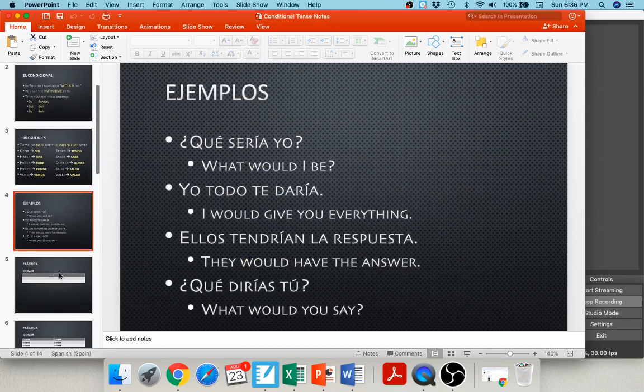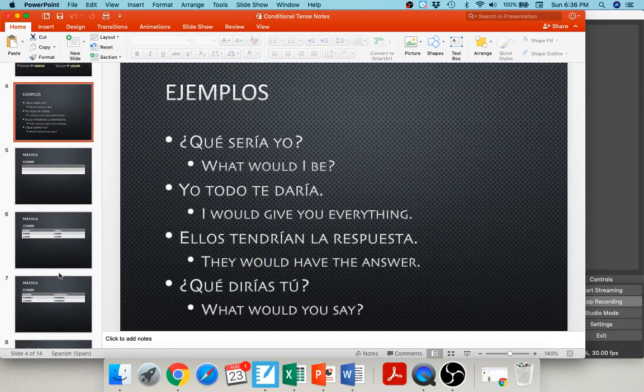Let's look at some examples here of the conditional tense. You see, ¿qué sería yo? What would I be? ¿Qué sería yo? Yo todo te daría. I would give you everything. Yo todo te daría. Ellos tendrían la respuesta. They would have the answer. And ¿qué dirías tú? What would you say?